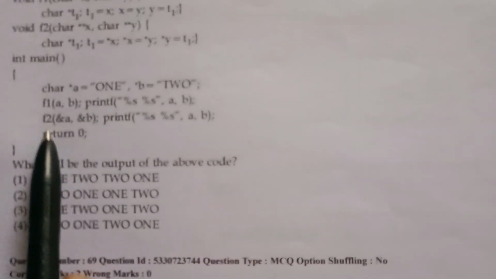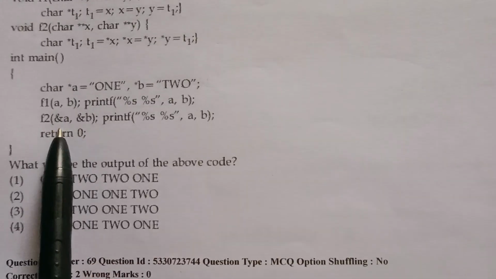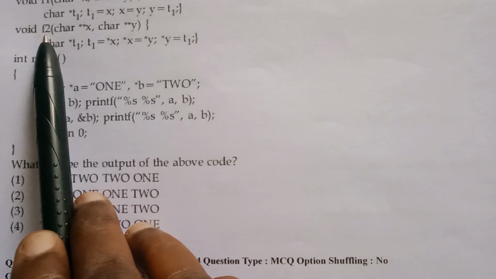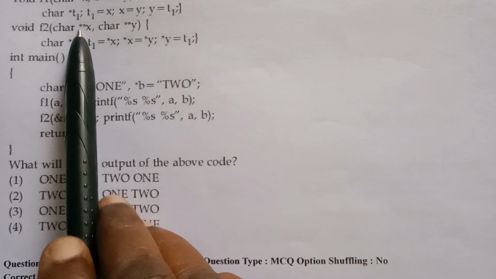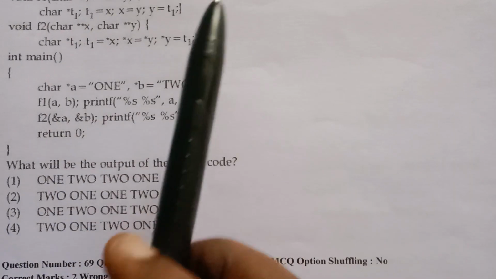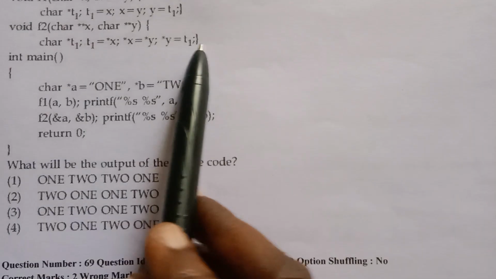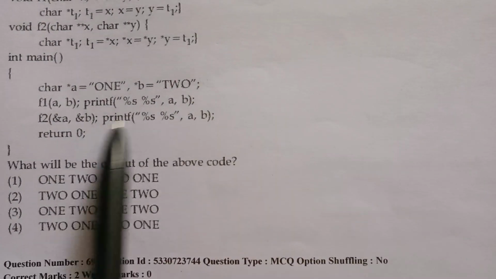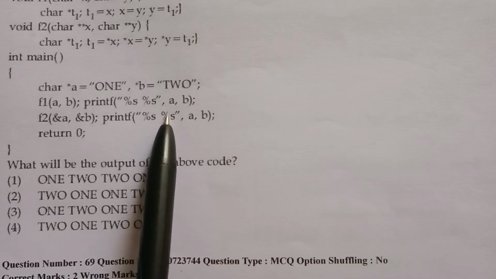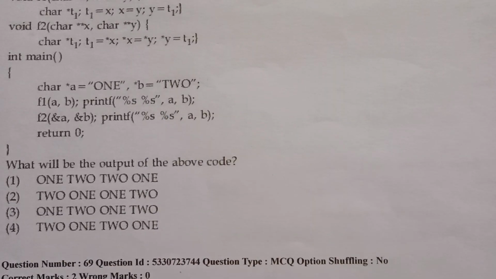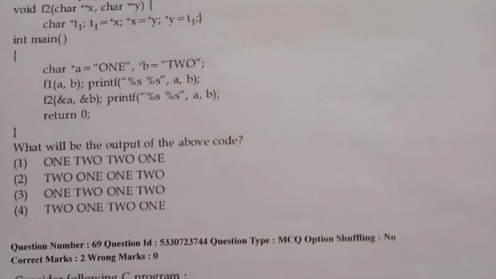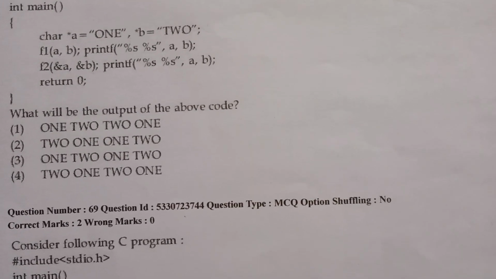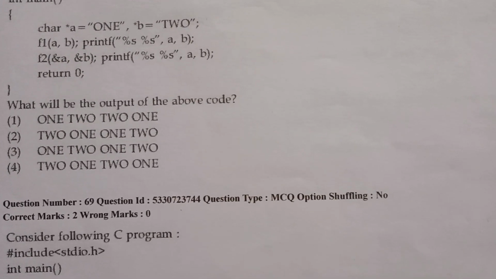And then second, f2, here you pass the address. So you pass the address because in f2 you pass an address to the pointer. So again here also you swap. So whatever output you got in this one, it will be swapped. What will be the output of this program? Dear friends, please write in the comment section what will be the answer to this problem.